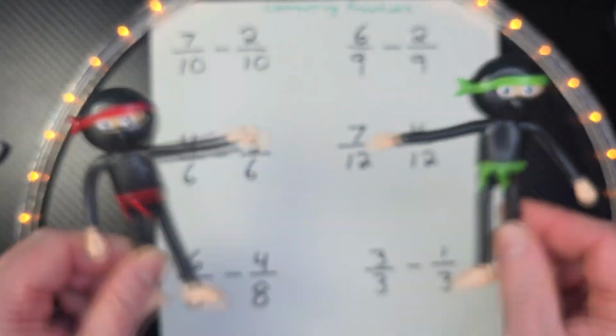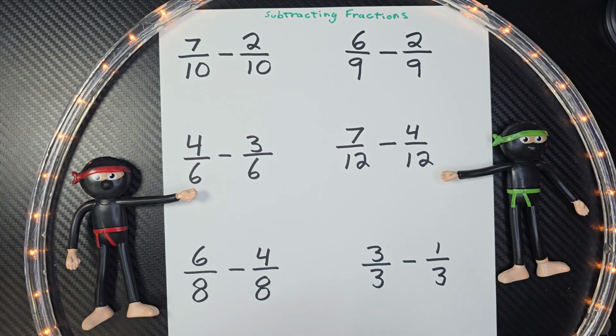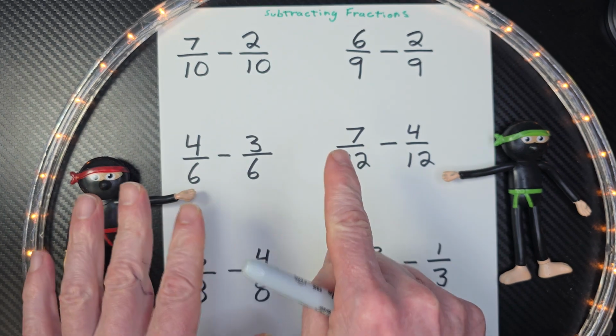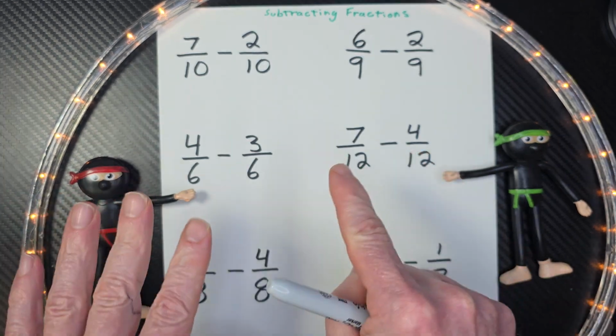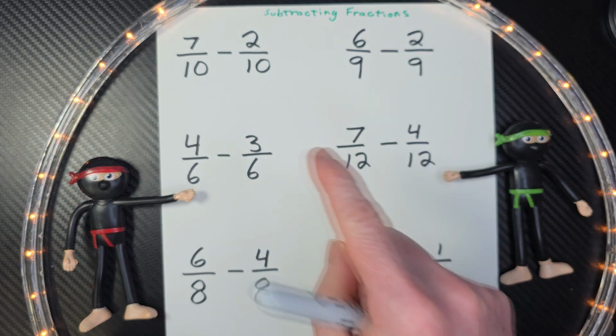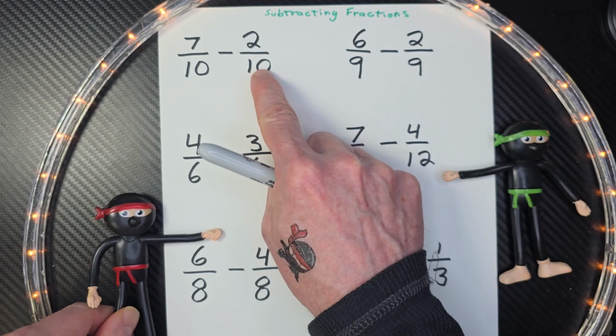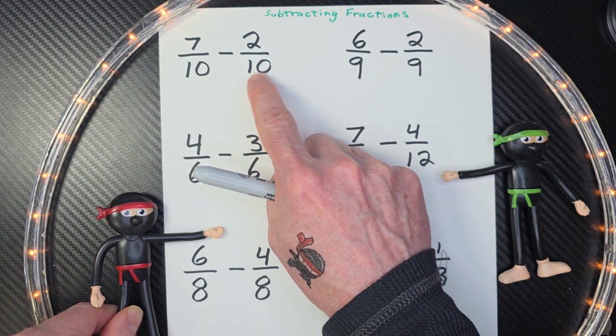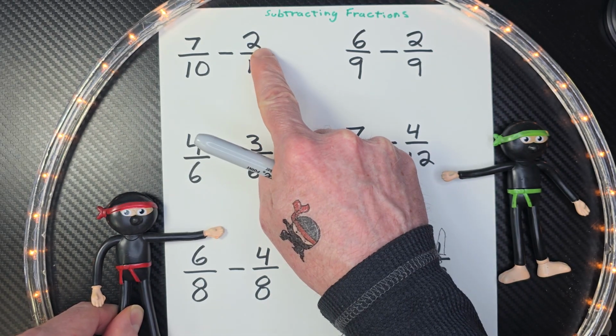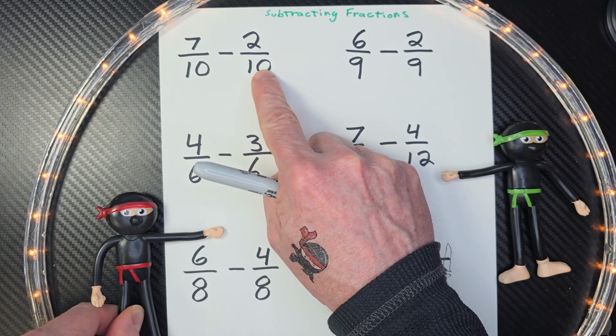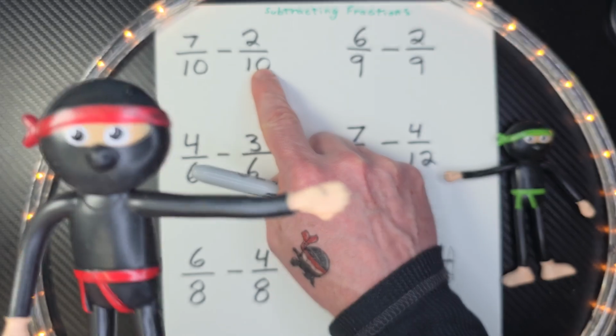Okay, let's go. All right, now, the secret to doing subtraction with fractions is you check the denominator right away. What's the denominator? It's this number right here, Math Ninja. It is the bottom number. This is the numerator, and this is the denominator. Can you say denominator? Denominator.